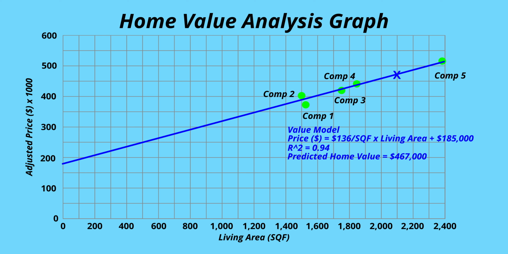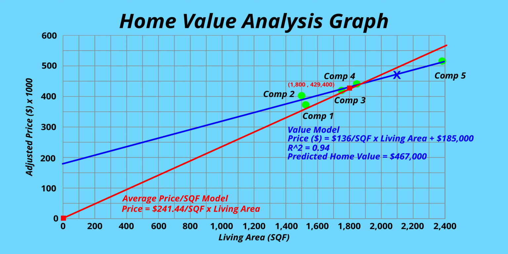Next, graph the average price per square foot model. Start by plotting the origin, 0, 0 on your graph. Then plot the point of average living area, average adjusted price for the comparisons, or 1,800 square feet, $429,400. Draw a line from the origin through the point of average living area and average adjusted price.